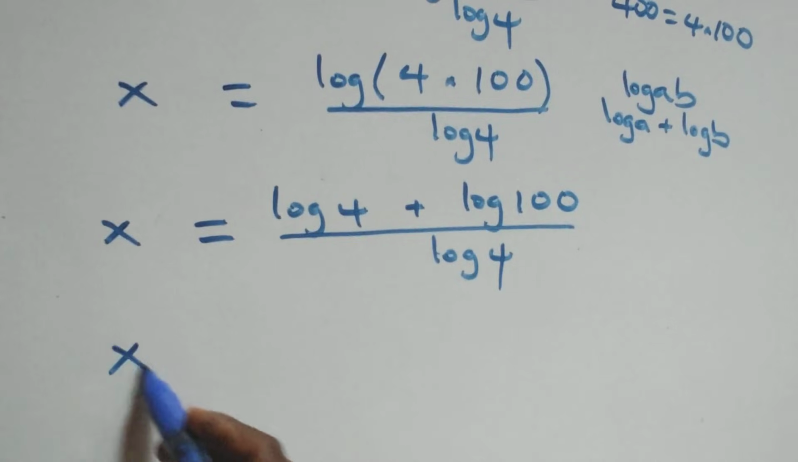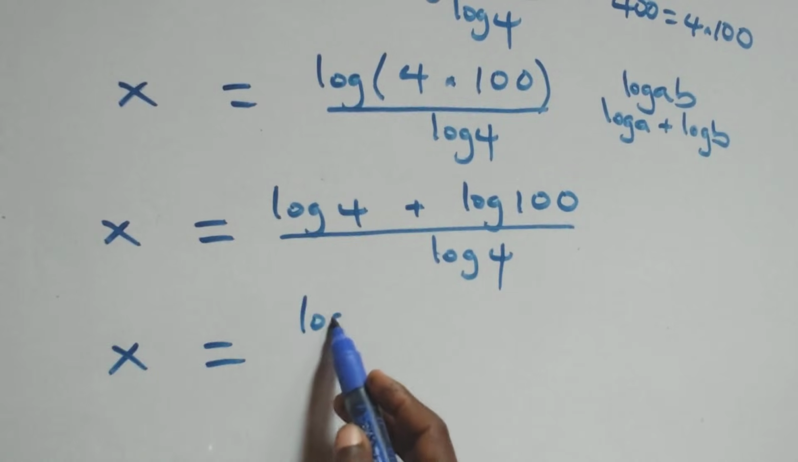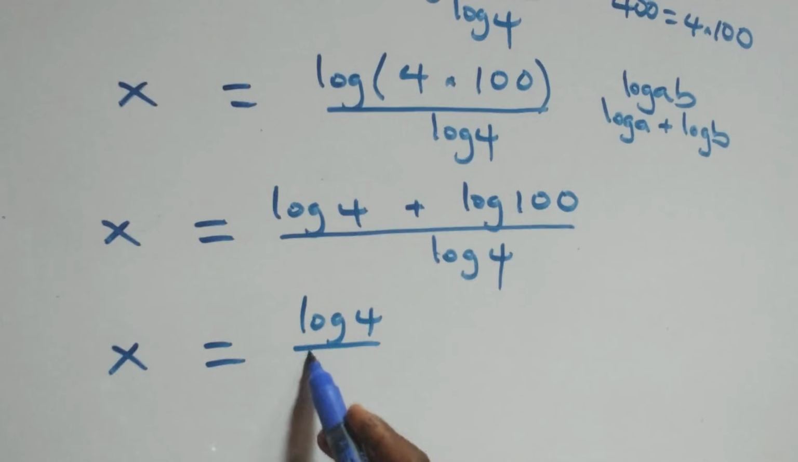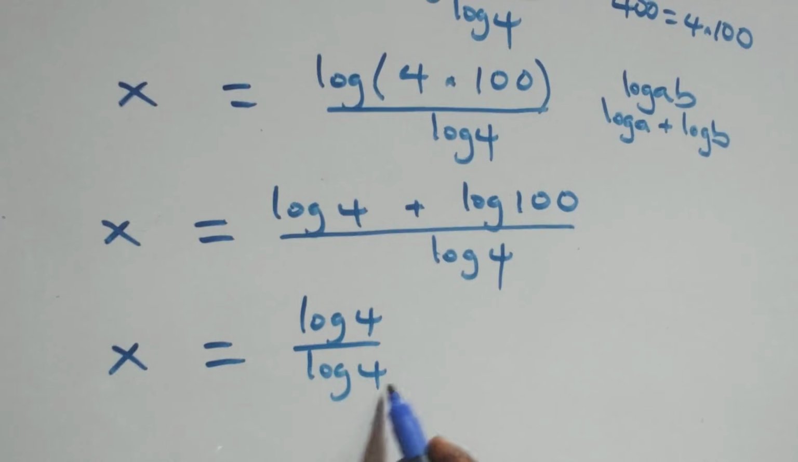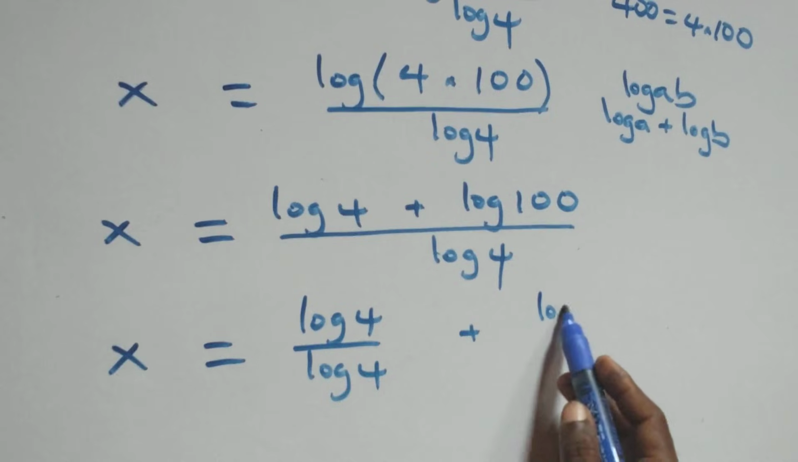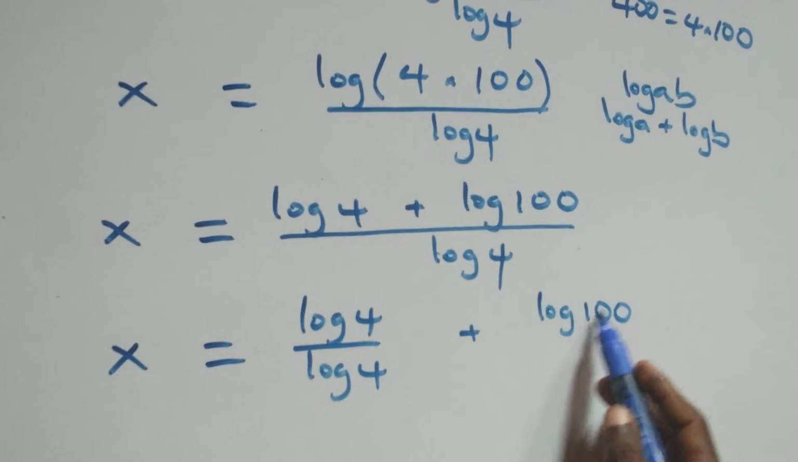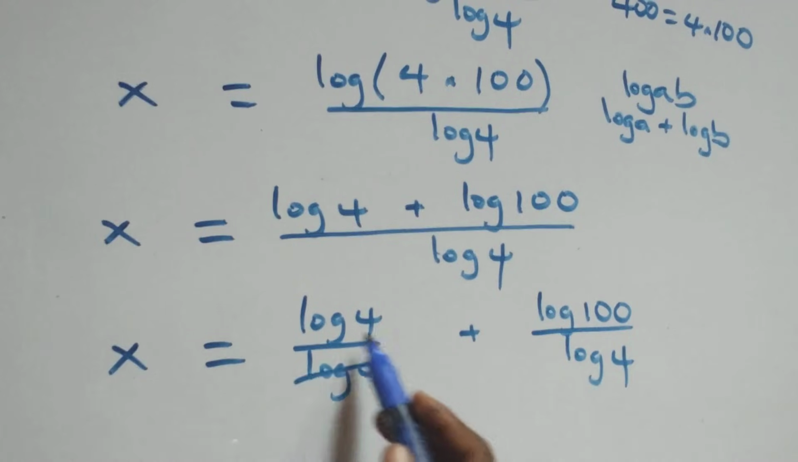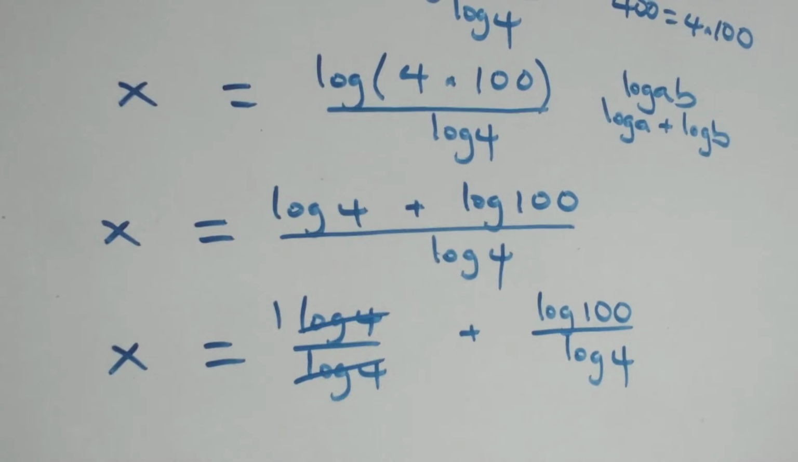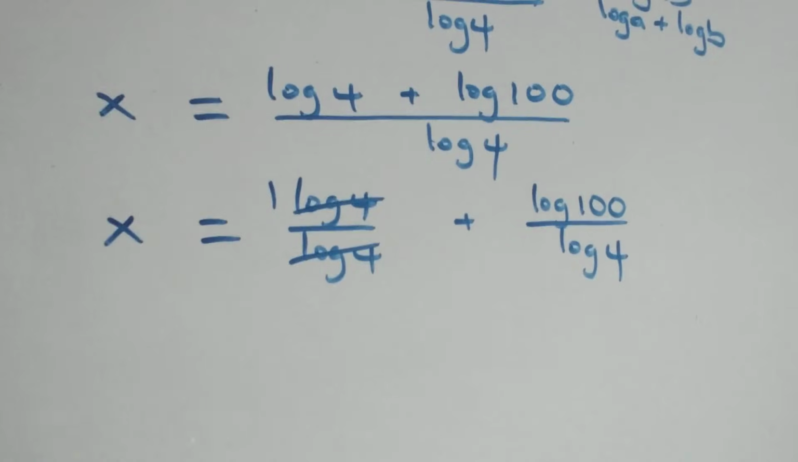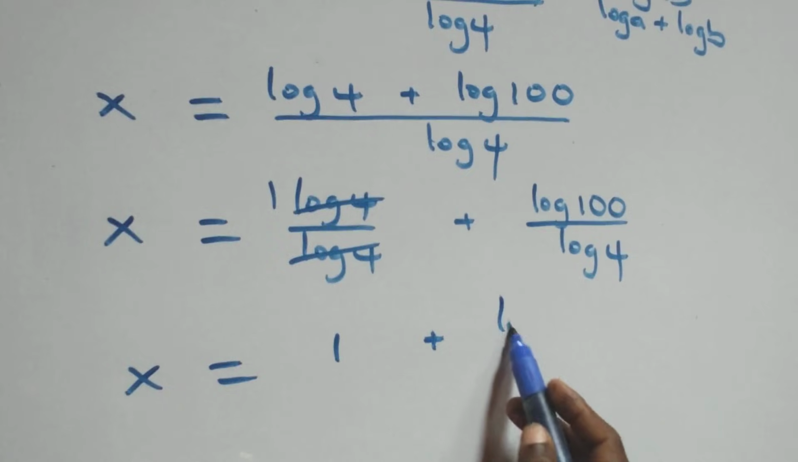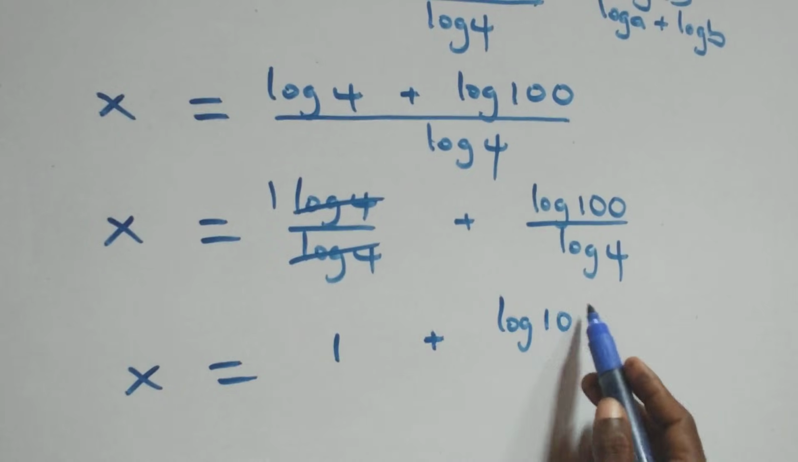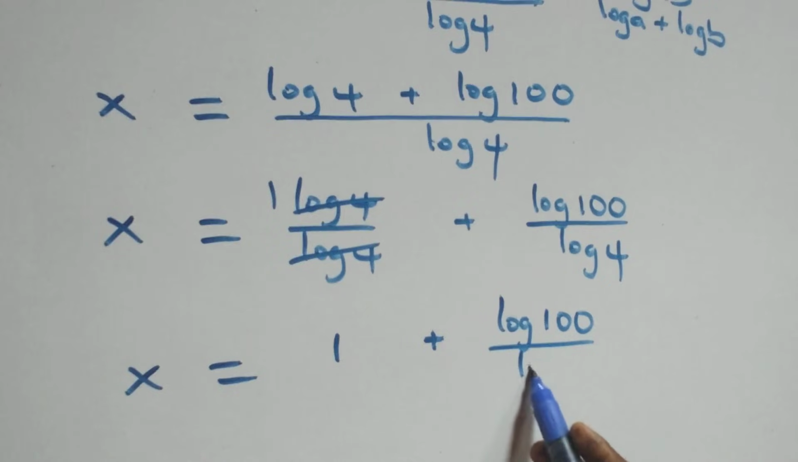And this becomes x equals to log 4 over log 4 plus log 100 over log 4. Here, log 4 cancels out. We have one left. This becomes x equals to 1 plus log 100 over log 4.